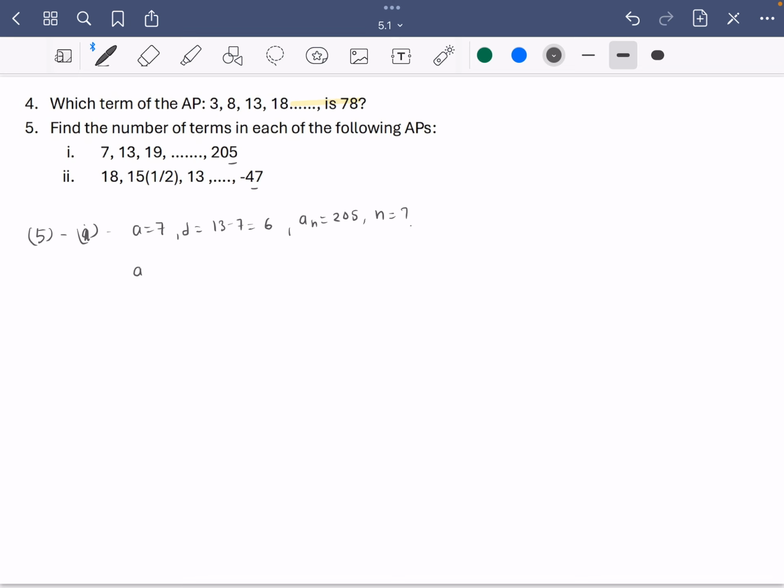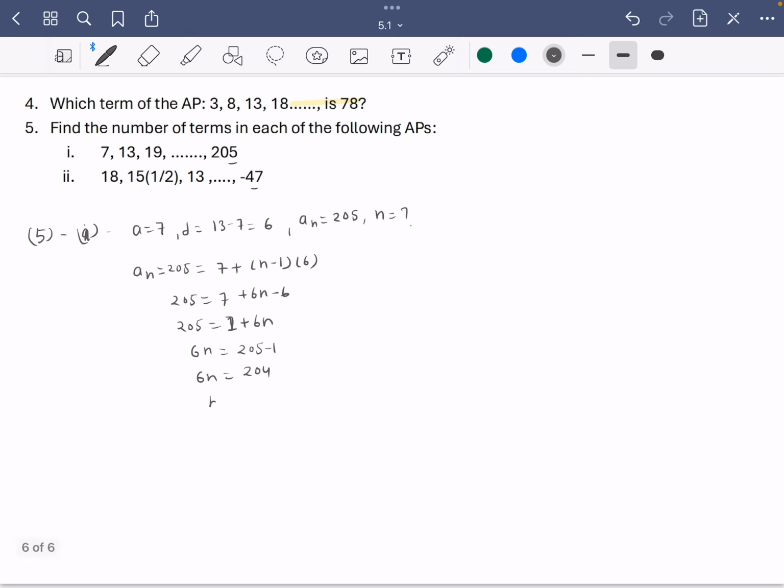So an, that is 205, is going to be equal to a plus n minus 1, we do not know what n is, times d, times 6. So 205 is going to be 7 plus 6n minus 6. 205 is going to be 7 minus 6, which is 1, plus 6n. So 6n is going to be 205 minus 1. 6n is going to be 204.